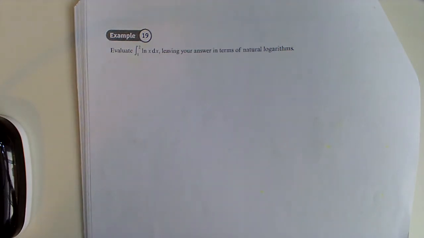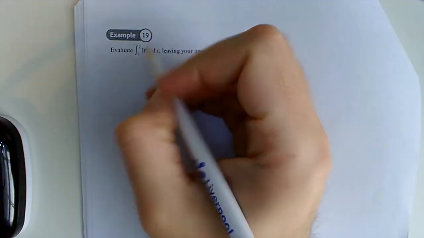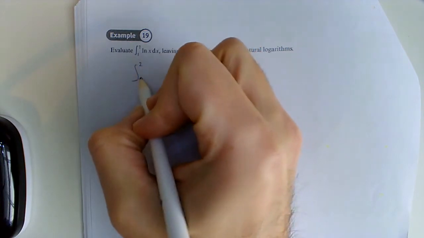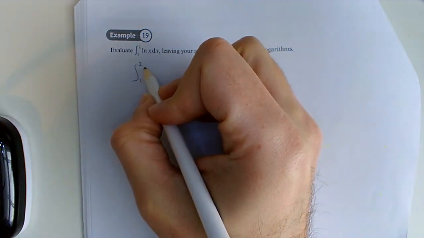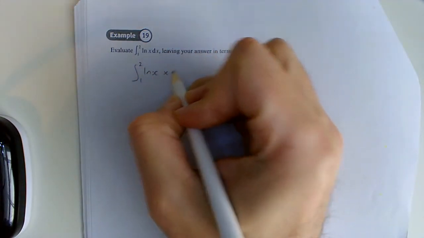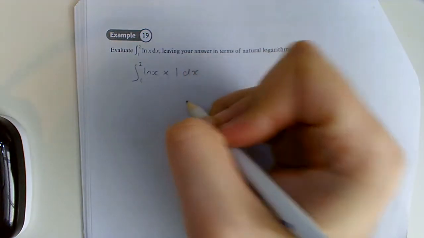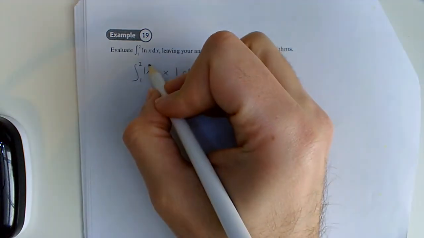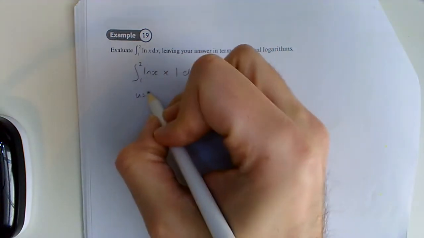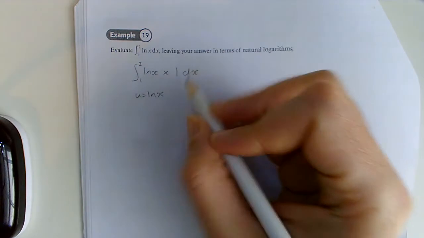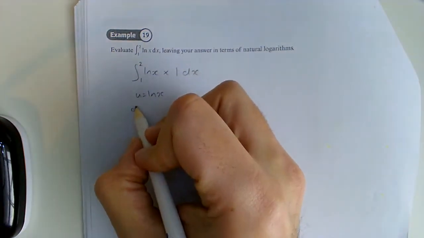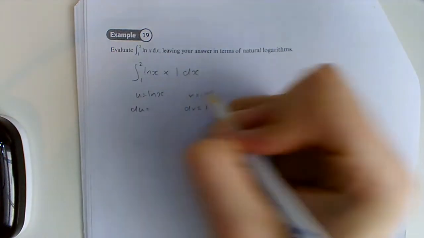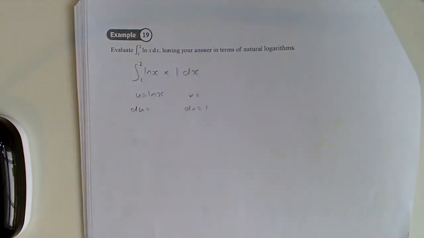So what we do is we say, rewrite this thing as the integral between 2 and 1 of log x times 1 dx. Okay? That then means that we can let u be log x and we can let dv equal 1. Okay? That's where the proof of this basically comes from, because that's effectively what we're doing now.